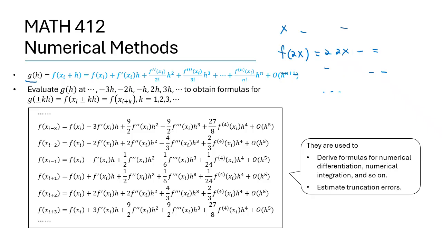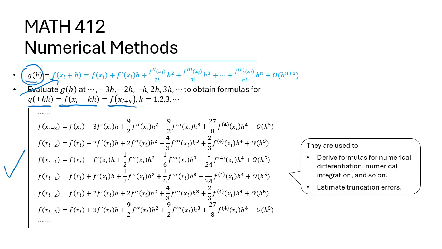So we evaluate g of h, this function, at different points. At h, you don't need to evaluate, it's given. At 2h, negative 2h, 3h, negative 3h, 4h, negative 4h, and so on. And therefore, we obtain this group of formulas. Simply, we put g of plus or minus kh into this, and that's this one, right? And this is this one.